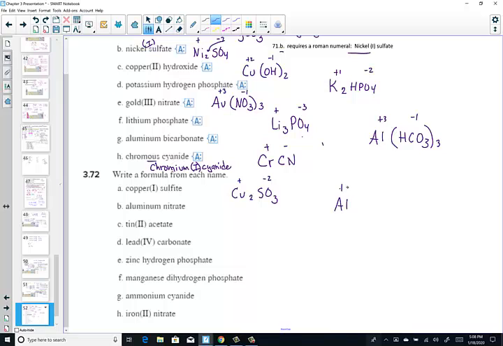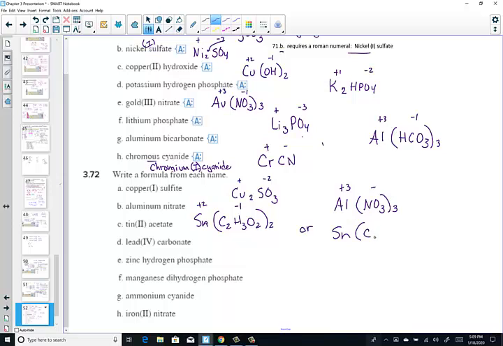Aluminum nitrate. Al is +3, nitrate is -1. We need 3 groups of that -1, so we write Al(NO3) taken 3 times. Tin 2 acetate. Tin +2, acetate with a -1, Sn parentheses C2H3O2 taken twice.